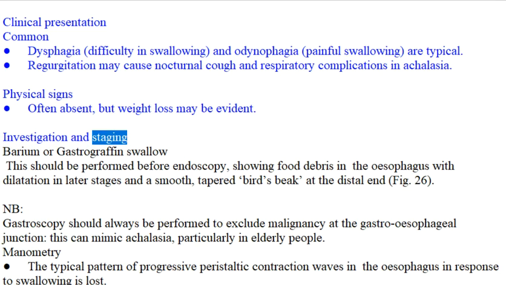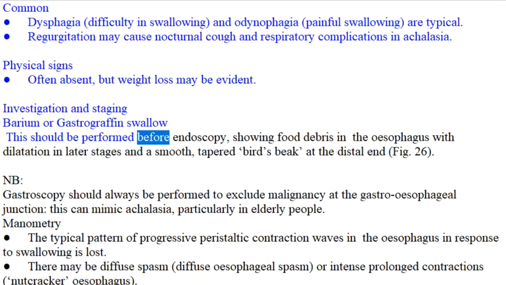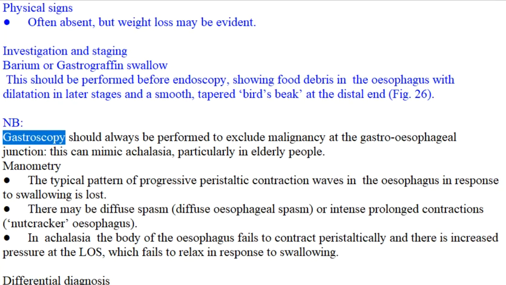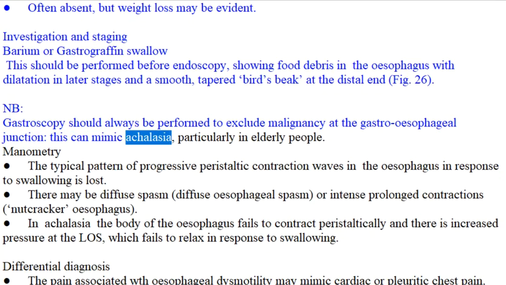Investigation and staging. Barium or gastrograffin swallow. This should be performed before endoscopy, showing food debris in the esophagus with dilatation in later stages and a smooth, tapered bird's beak at the distal end, Fig 26. NB. Gastroscopy should always be performed to exclude malignancy at the gastroesophageal junction. This can mimic achalasia, particularly in elderly people.